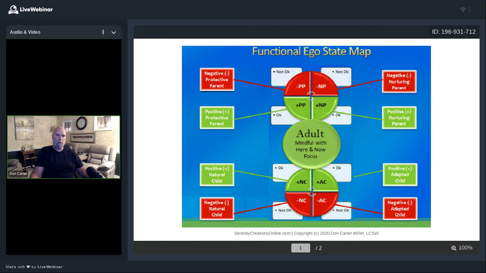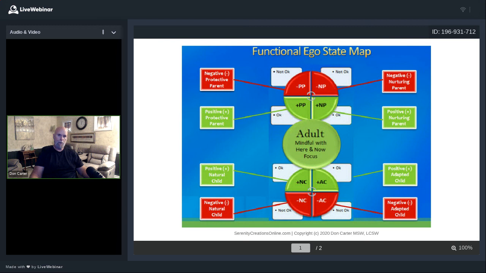If you look at the adult part, which is that getting on with normal life part, that's the mindful here and now focus. That's the problem solving, grocery getting, job doing, bill paying part of self that does normal life, and it's unencumbered by emotions. But it's integrated with a positive protective parent and a positive nurturing parent. It's connected to integrated natural fun-loving self, positive natural child, and a positive adapted child.